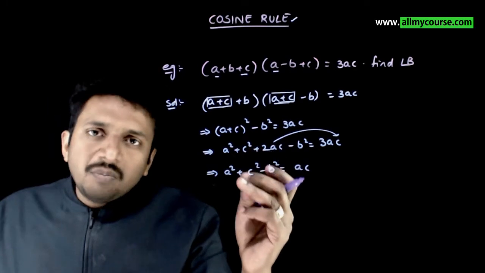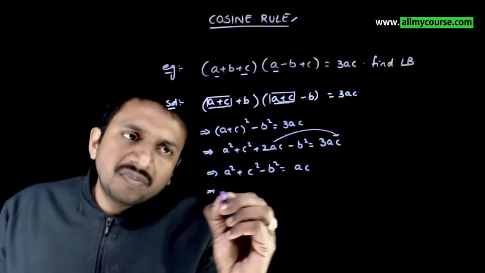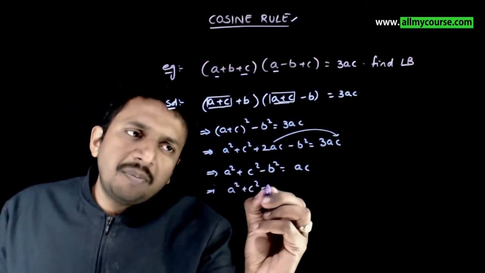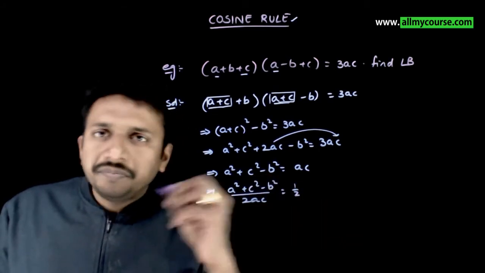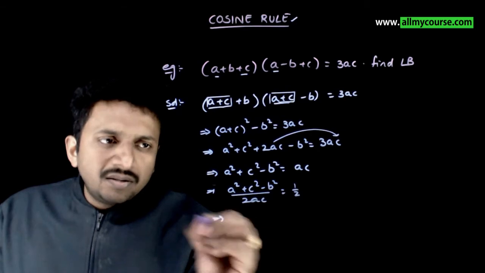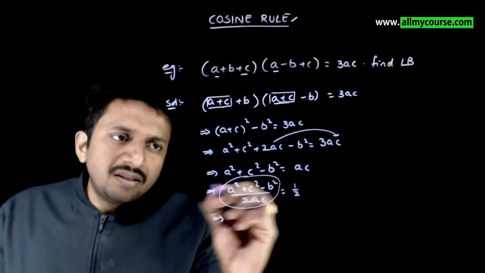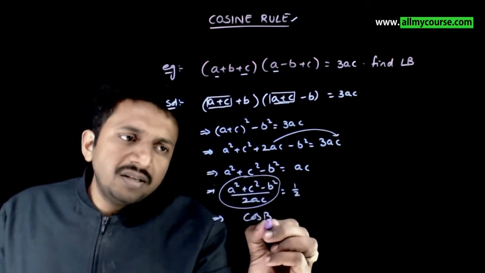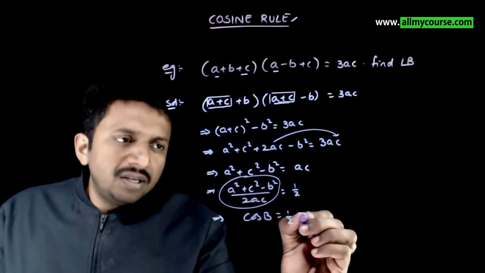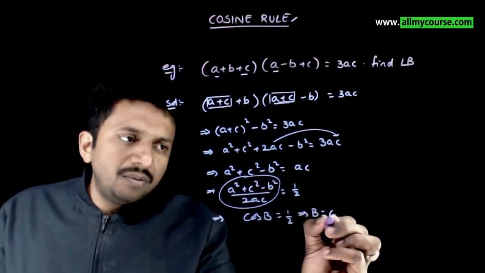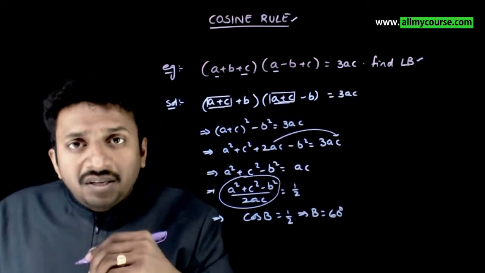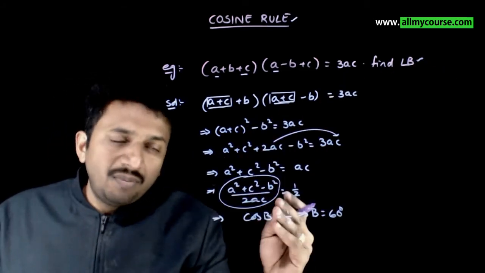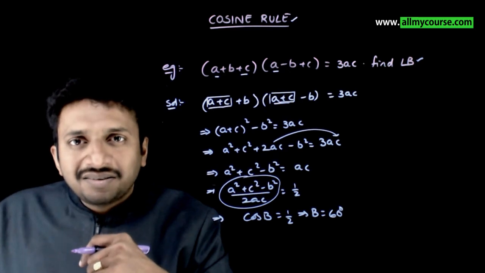So if you divide both sides by 2ac, a square plus c square minus b square by 2ac is equal to 1 by 2. This is nothing but the formula for cos B, so cos B is equal to 1 by 2. This implies B is equal to 60 degrees. So the angle B by the cosine rule can be found out as 60 degrees. Thank you.